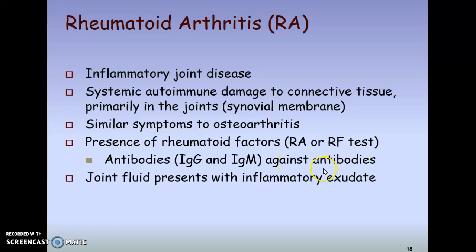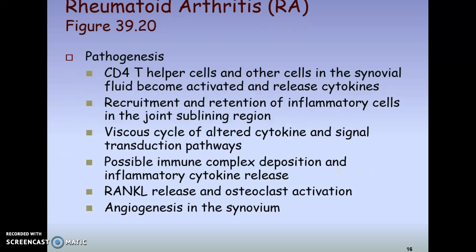against yourself. So here's a typo. It's not against antibodies, but it's antibodies against yourself, against the joint tissue. So these antibodies go to the joints. It causes inflammation. And then because of that inflammatory response, you have an inflammatory exudate that can develop.